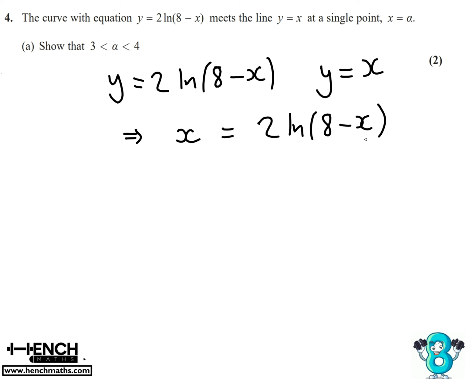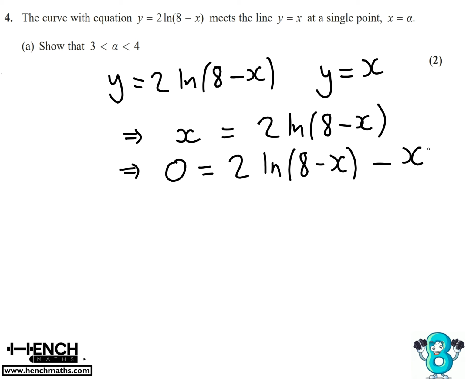Now, to do the change of sign method, which is what we want to do to show that there's a valid solution in an interval, we want our equation to be equal to 0. So I'm going to take the x over, so I'll get 0 equals 2 ln(8 − x) − x. Now we can sub in our values in here and show that we have a change of sign and therefore a solution.